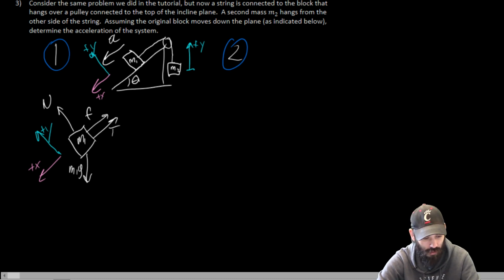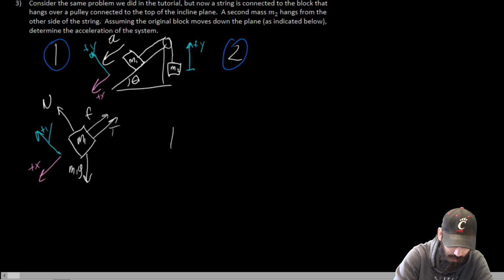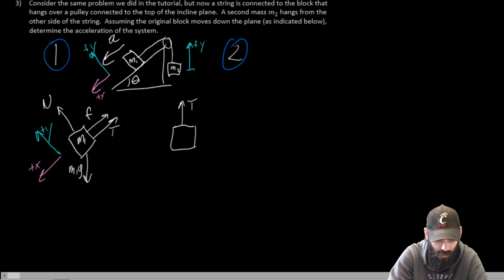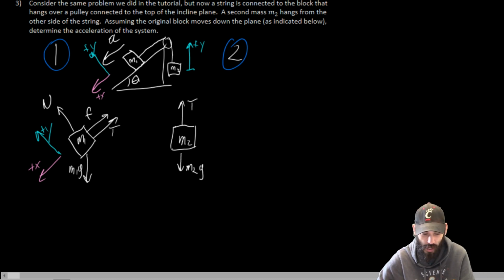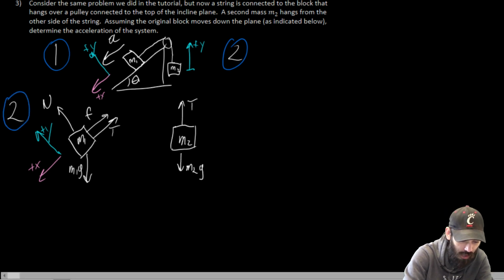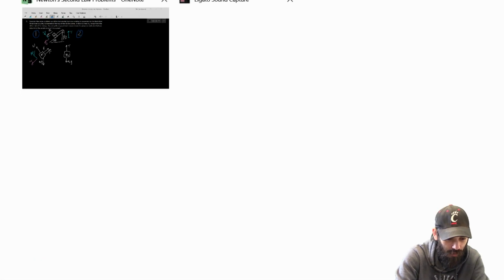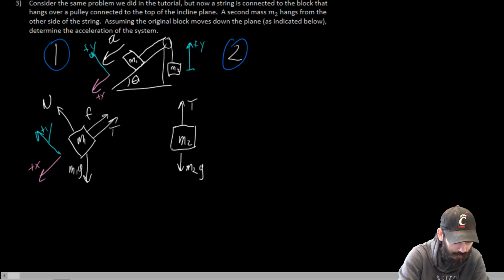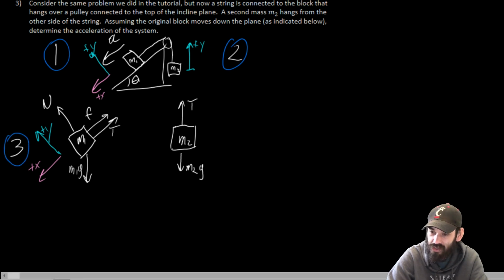Okay. So this is for object 1, and we have object 2 as well. This one is going to have the tension going up, and then we're going to have m2g going down. Okay, so we've got our free body diagrams. Sorry, this is not part 2, this is part 3. So part 4 is to write down Newton's second law.